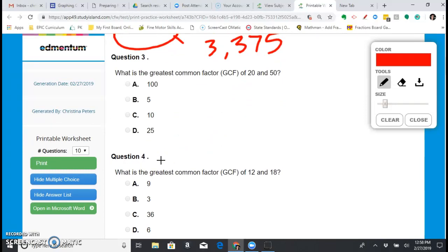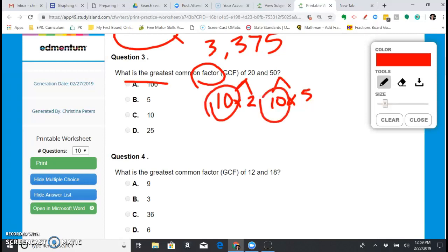Number 3. What is the greatest common factor of 20 and 50? Factor means what can you multiply to get to 20 and what can you multiply to be 50. I'll tell you right now it's not 100. 20 is 10 times 2. 50 is 10 times 5. So greatest common factor means the biggest number that is a factor of both of them. Looks like it's 10.